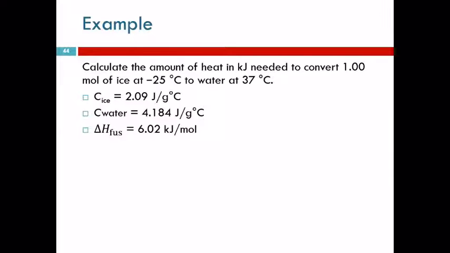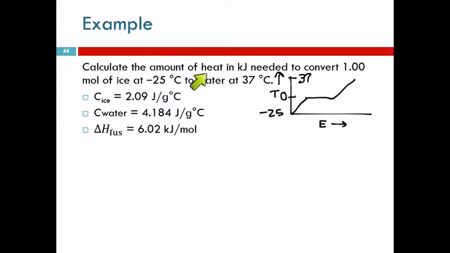So let's draw a picture of that. If this is energy being added and this is temperature going up this way, we're starting with ice at minus 25. And so it's going to warm up to 0, and then it's going to melt, and then it's going to warm up to 37. That's what the question is telling us.